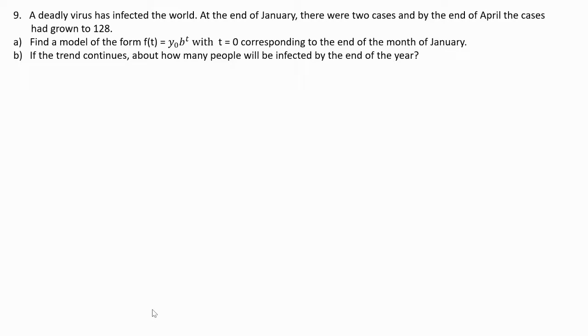So for part A, it says find the model of the form f of t equals y naught b to the t power, with t equals 0 corresponding to the end of the month of January. Okay. So from here, guys, we have to find 2 points. And then for part B, if the trend continues, about how many people will be infected by the end of the year? So we need to find y naught and b, right? That's the strategy for part A.